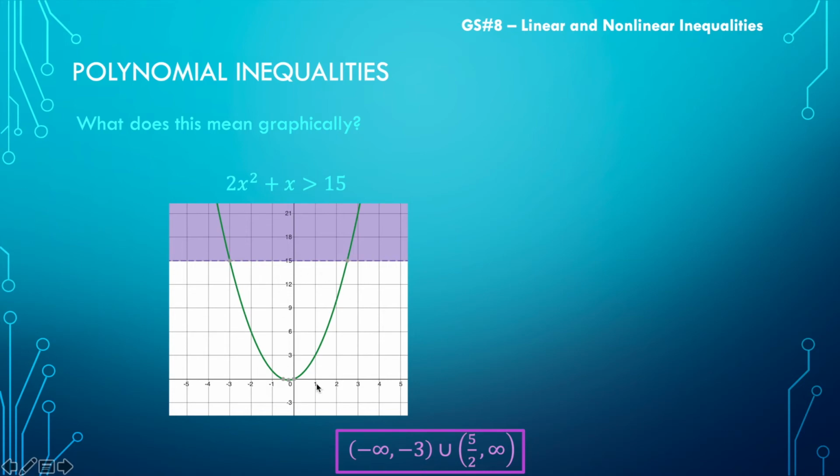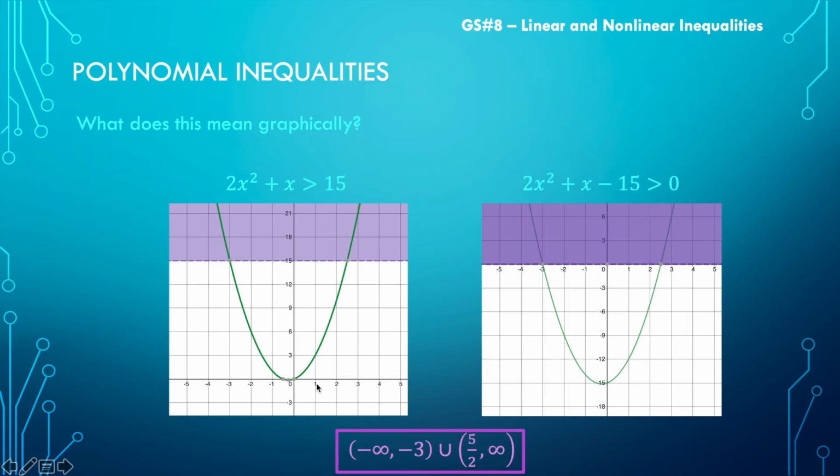So that's kind of what we're looking at as a graph. And if we were looking at the revised inequality, which I think is even easier to look at, what we're really doing is saying, okay, what part of this graph is greater than 0 or above the x-axis? It's easier to see because those x-intercepts show us where it crosses the x-axis. Again, it's everything to the left of -3 and everything to the right of 5/2.